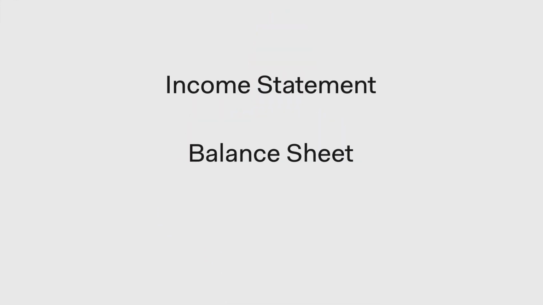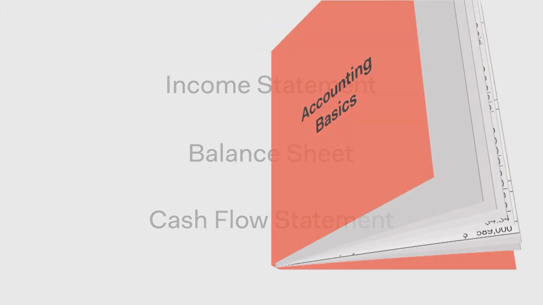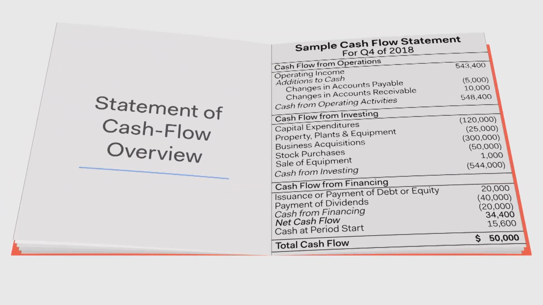Hey everyone. As you know, when creating an algorithm, it can be really helpful to understand the financial health of a company. The easiest way to do this is by looking at a company's three main financial statements. Again, those statements are the income statement, the balance sheet, and the cash flow statement. Today, let's talk about the third one, the cash flow statement.